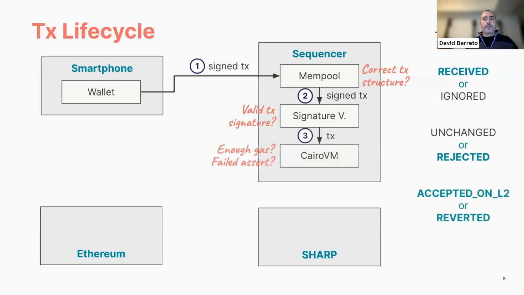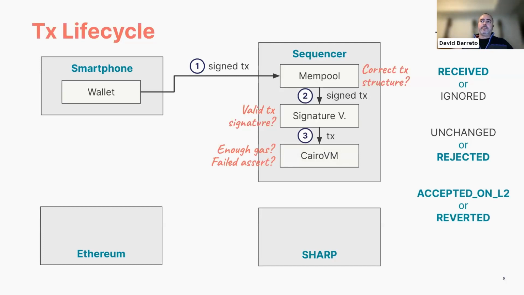But if the signature is correct, then it moves on to the next step, which is going and executing it in the Cairo virtual machine. And if the transaction is executed correctly, then the next status that it gets is accepted on layer 2, on L2, as you see on the right-hand side.